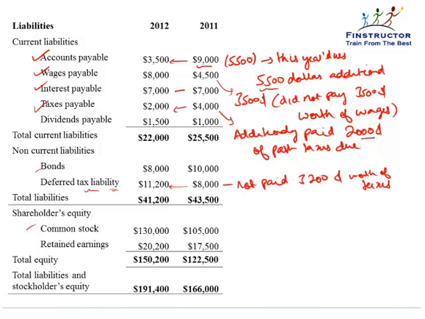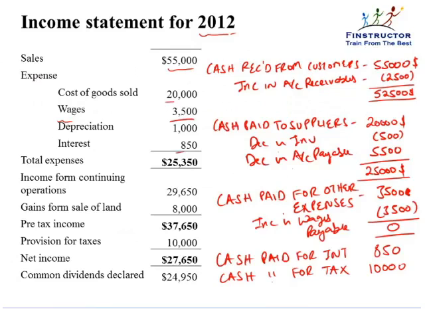So additional $2,000 because of the taxes payable going down, but less $3,200 because of the deferred tax liability going up. So the cash paid for taxes would be $10,000 plus another $2,000 as the decrease in taxes payable, minus $3,200 to account for the increase in deferred tax liability, which will give us the actual cash paid for tax as $8,800.